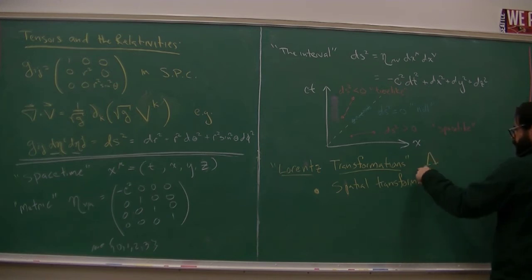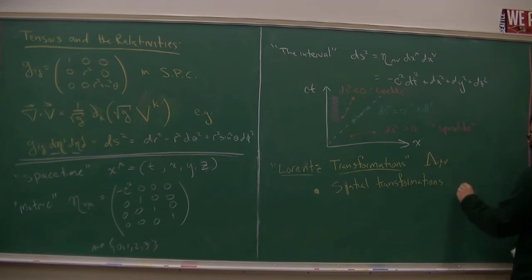And we're going to call these things capital lambda mu nu. And this is one possible subset of the Lorentz transformations, which is we do nothing in time, and we just embed within this one of our allowed transformation matrices from the first day of class.